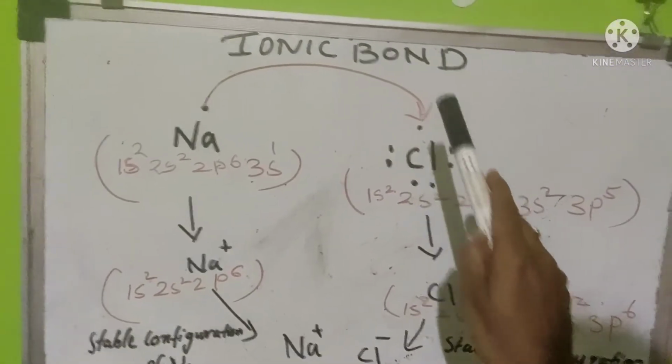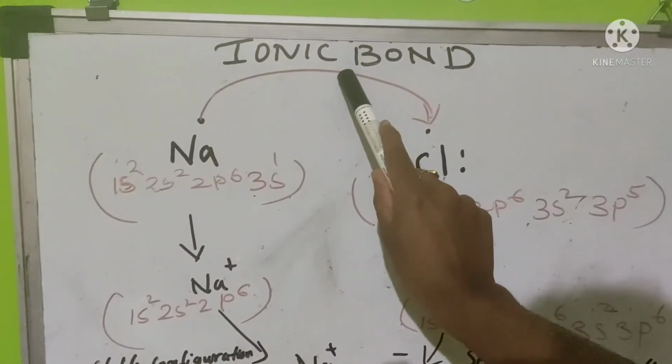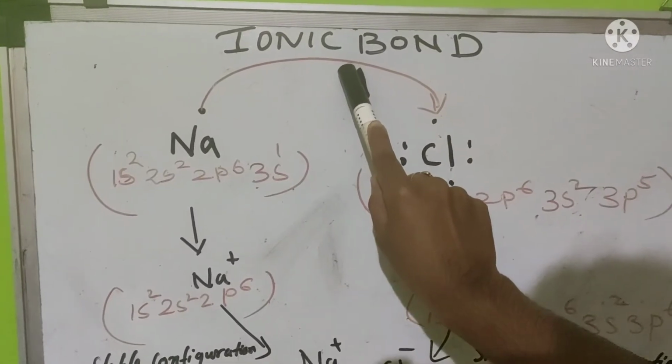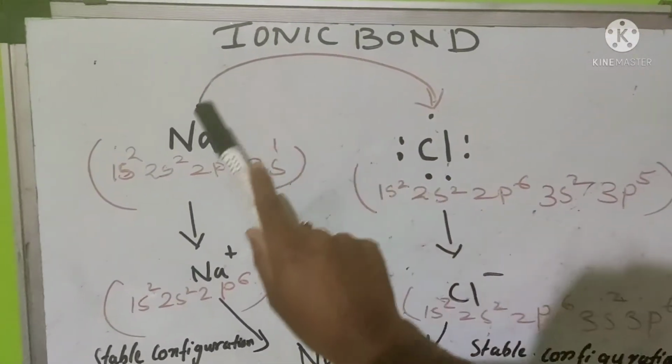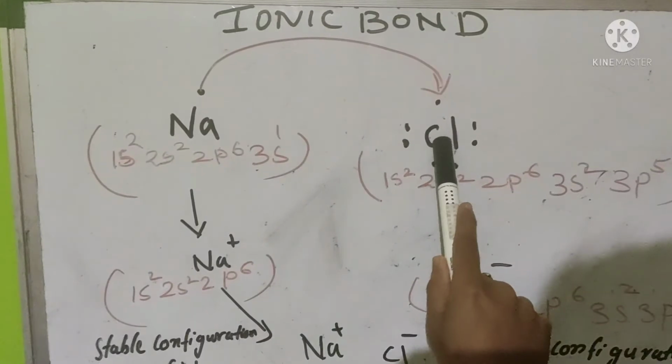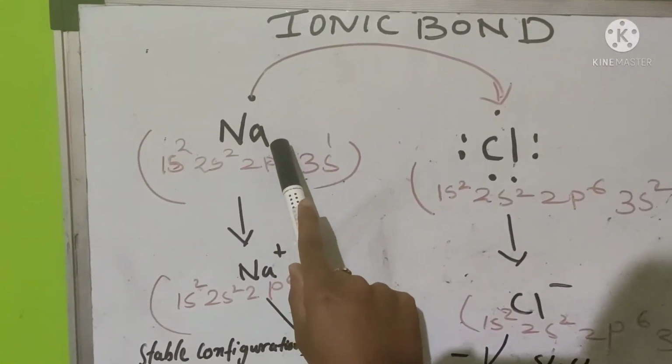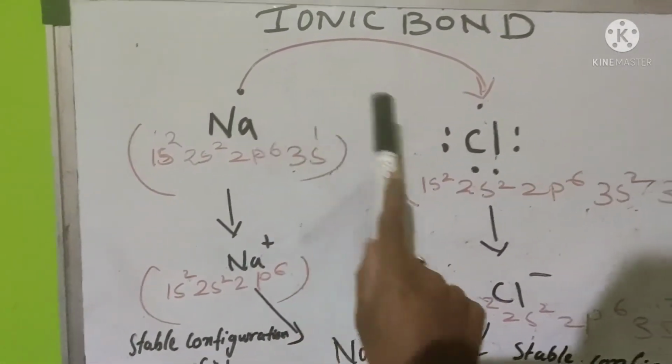Now we are going to discuss about ionic bond. What is called ionic bond? Ionic bond is the complete transfer of electrons from an atom of a metal to the non-metal. Let us take an example and explain. Here we are taking example as sodium chloride.